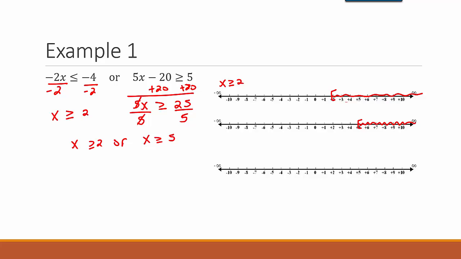So my final solution to include both of those graphs or solutions would be x is greater than or equal to 2 because it covers the x is greater than or equal to 5. So bracket 2 to positive infinity would be my solution in interval notation.